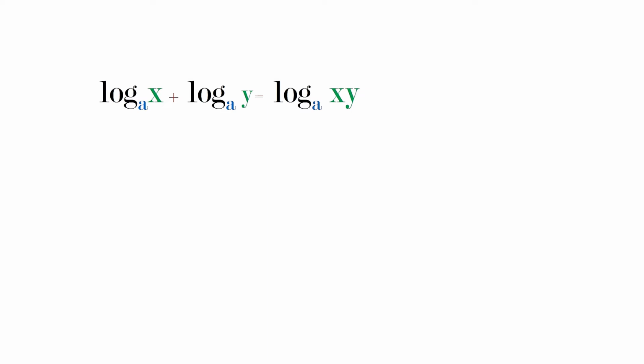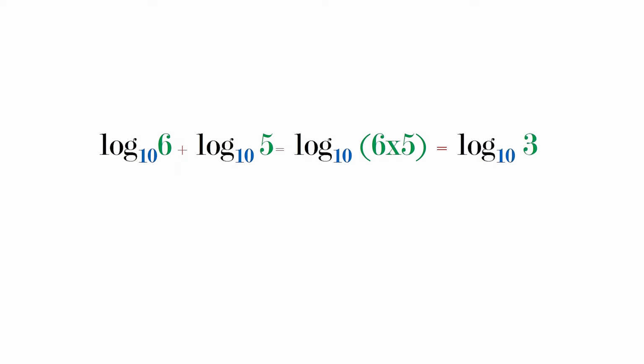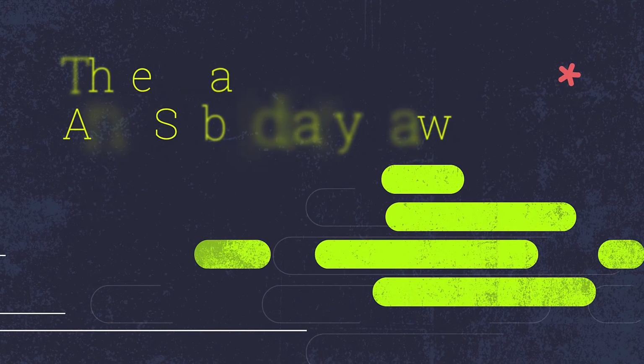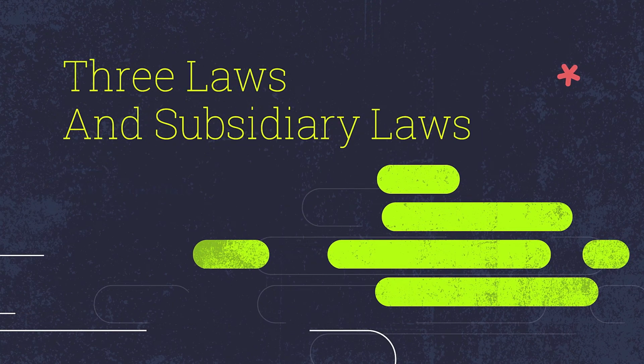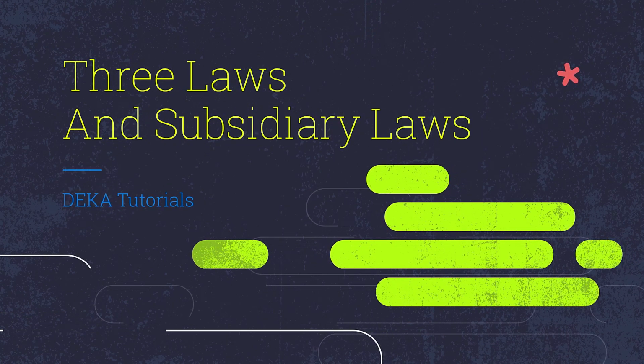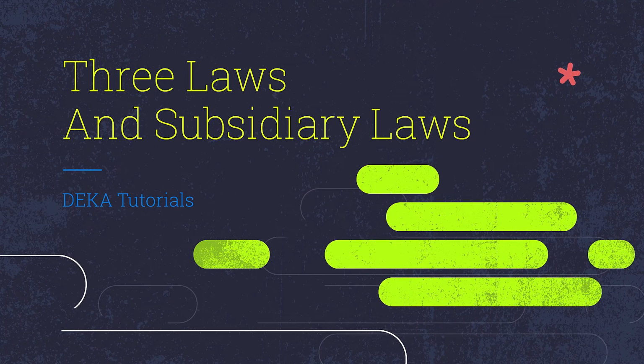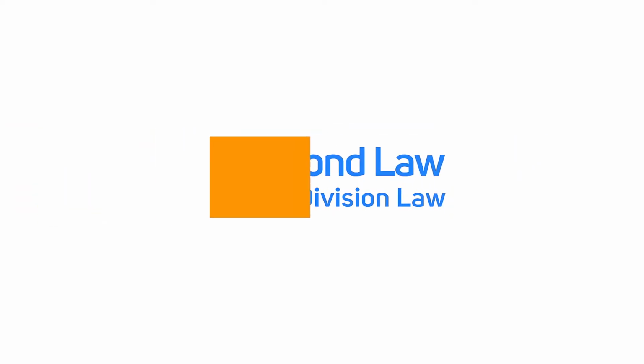An example to validate this process, we have the log of 6 to the base of 10 plus the log of 5 to the base of 10. This will give us the log of 30, which is 6 times 5, to the base of 10. Now, the second law. I'm going to introduce 3 laws first, 3 basic laws, then after go to 3 other subsidiary laws that will allow us to understand indices and logarithms together. The second law is called the division law.